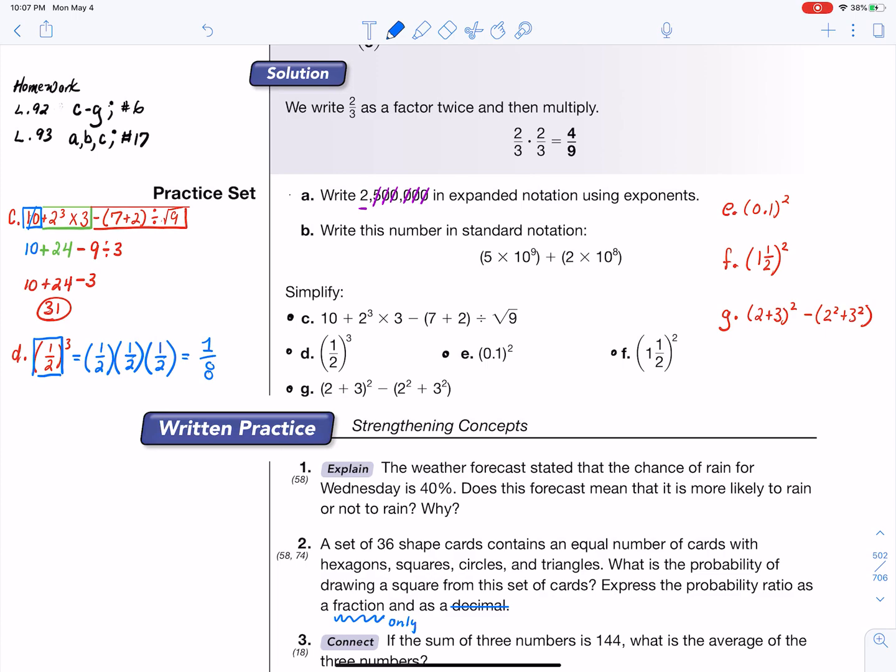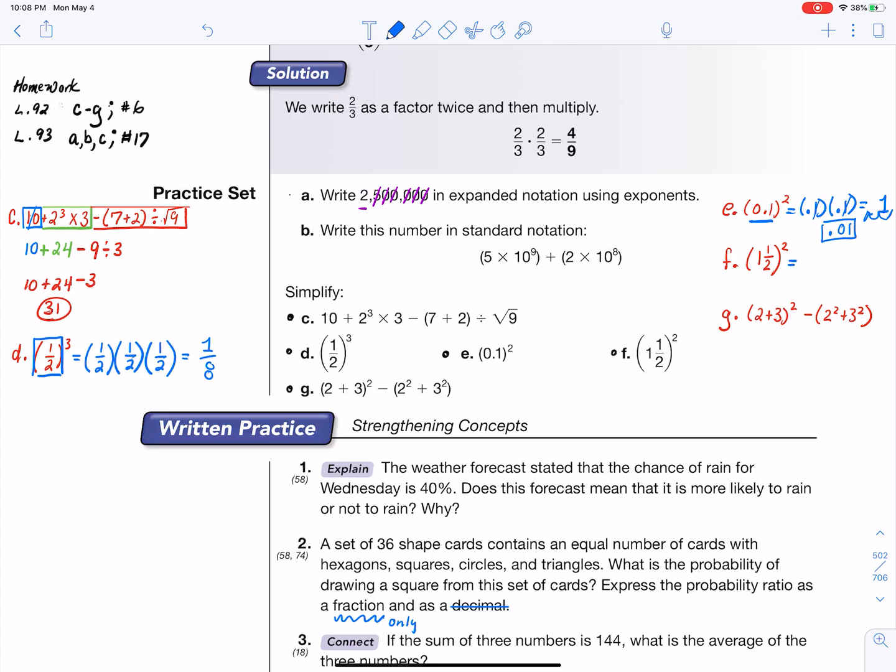Letter E, 0.1 squared means, again, the 0.1 is what's being multiplied, and the exponent is how many times. So there's 2 of them. 1 times 1 is 1. And I have 2 numbers behind the decimal, so I've got to move that decimal from the right-hand side 2 spots over. That would make the answer 0.01. On to F. Oh, excuse me, that was E.